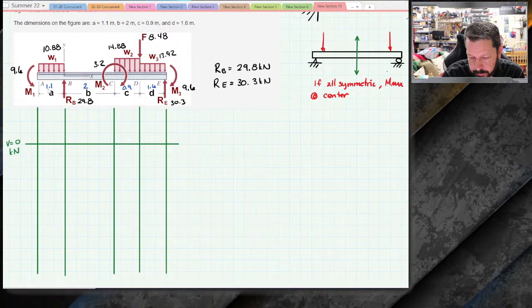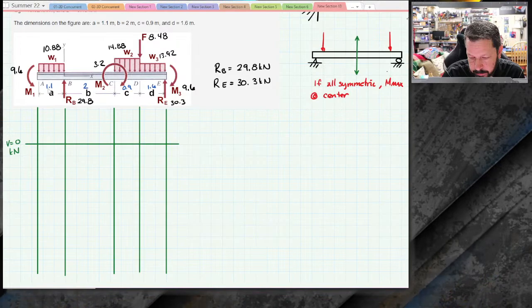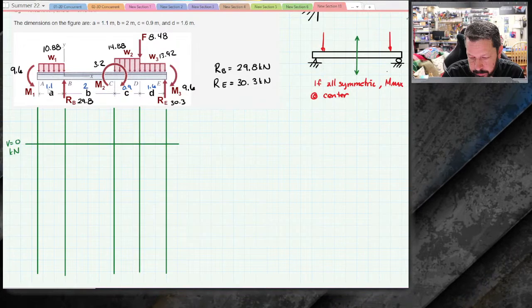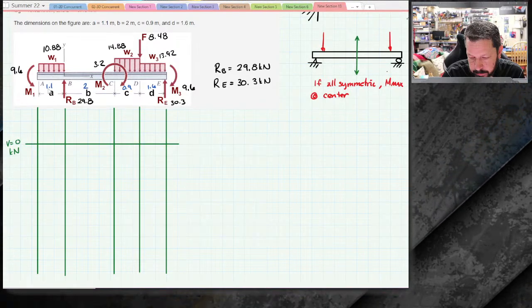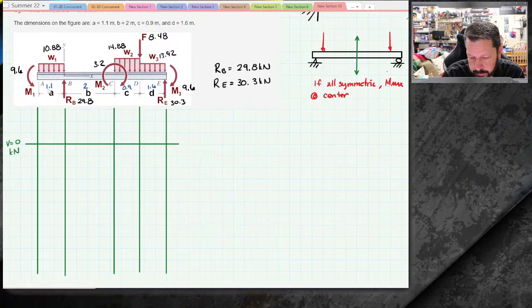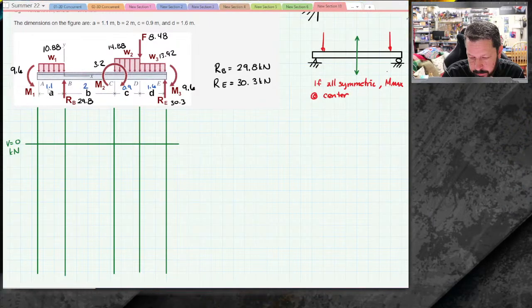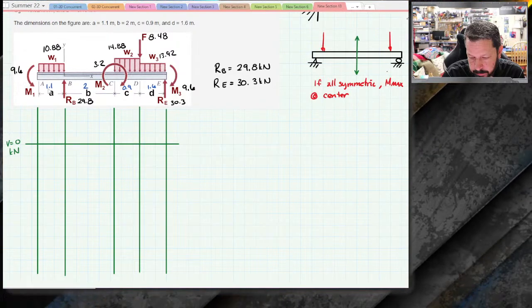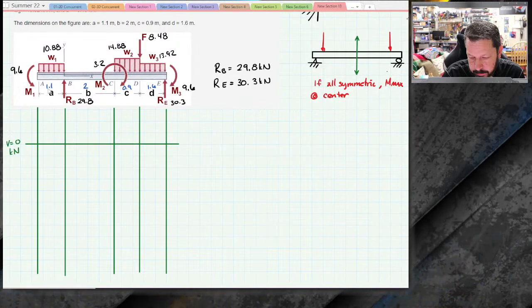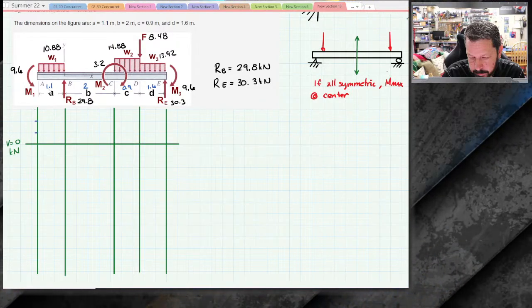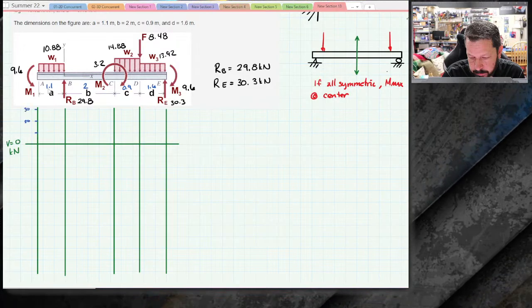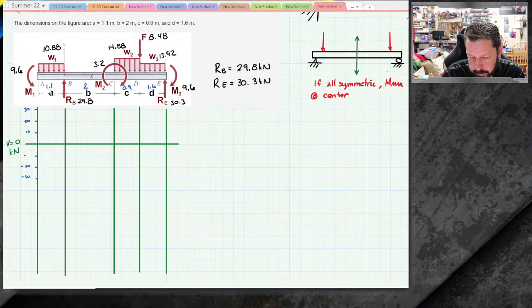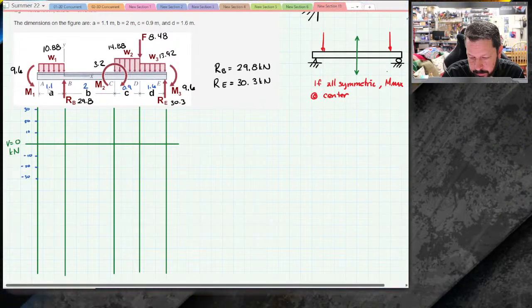So it looks like the concentrated moments, the M1, M2, and M3, they don't do anything in the shear diagram, so I kind of ignore them for now. But it looks like I'm going to have something that goes down. Then I'm going to have the reaction at B going up. So I'm not going to get much outside of maybe 30 or so kilonewtons. So I'm going to count by tens. So we'll have 10, 20, 30. And then we'll have negative 10, negative 20, negative 30. Okay, we start at 0.